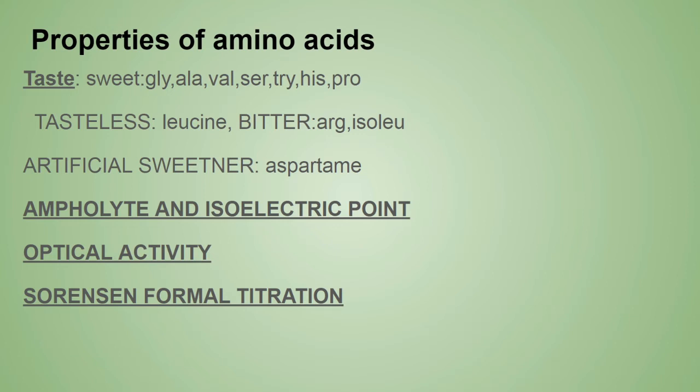Now the optical activity. Amino acids have asymmetrical carbon atoms, so that's why they show optical activity, except glycine. Glycine doesn't have an asymmetrical carbon atom, so except glycine, all other amino acids show optical activity.